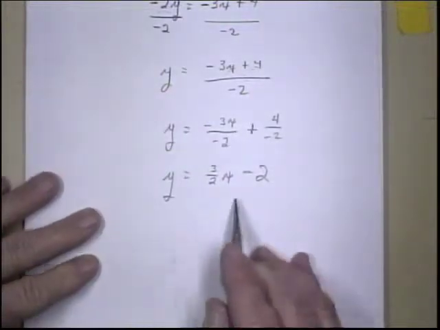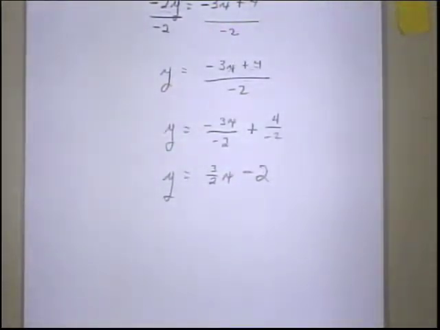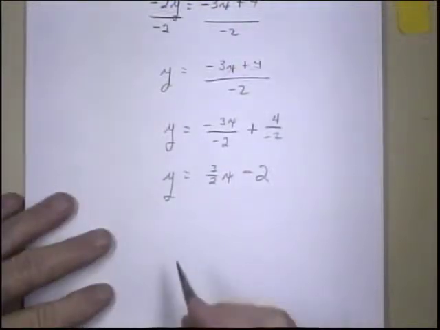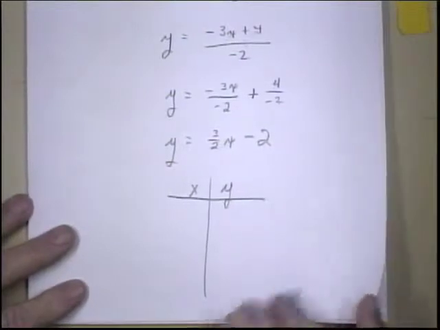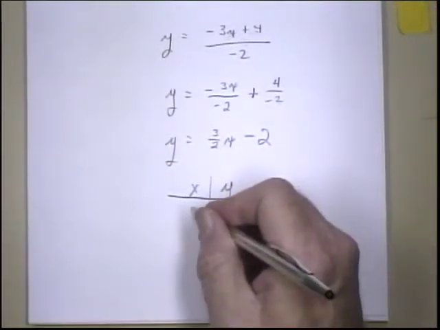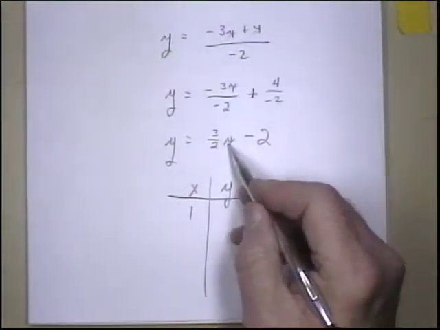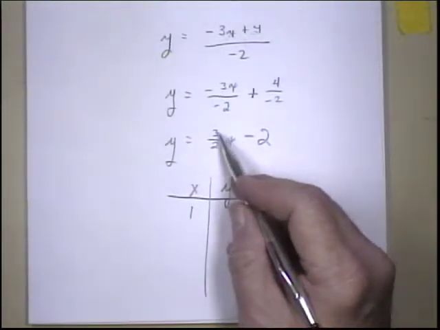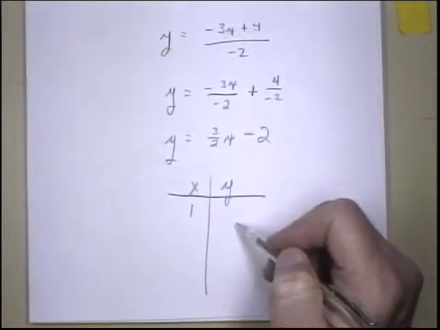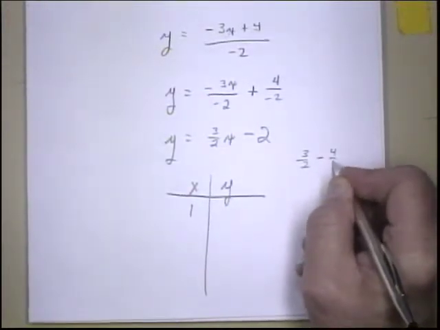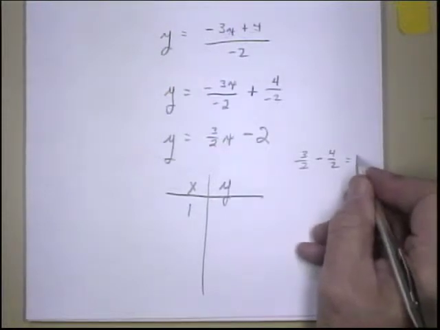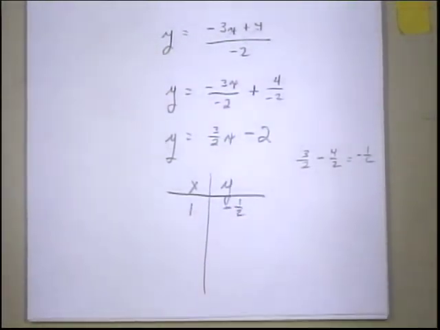And now we can construct a table of x, y values and get a couple of points. And once we know those points, we can calculate the slope. So let's build a table. A value for x, we'll make x equal to 1. And y would be 3 halves minus 2. So 3 halves minus 2, 3 halves, what's 2? 2 is 4 halves, right? So this is going to be a minus 1 half. So when x is 1, y is minus 1 half.